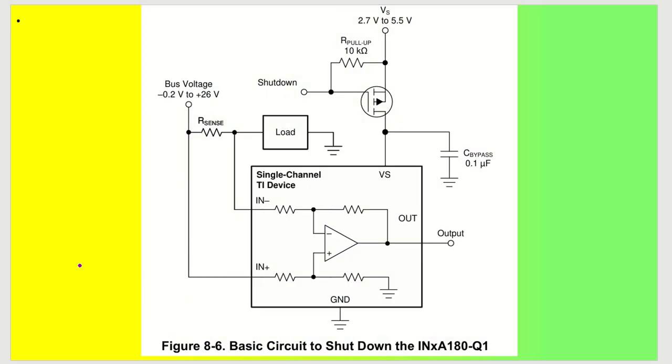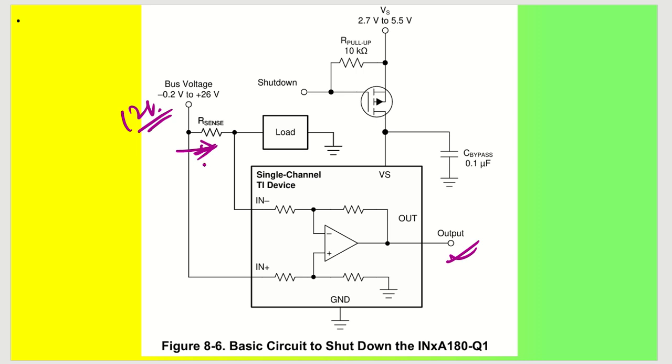Okay, so let us say we have a 12 volt bus voltage here, which is coming, and this is the sense resistor which is sensing and going into the inverting terminal and non-inverting terminal of this particular current sense amplifier, and we will be getting the output based on the current that is flowing across the sense resistor, and this is my load. Okay, so this is high side switching.